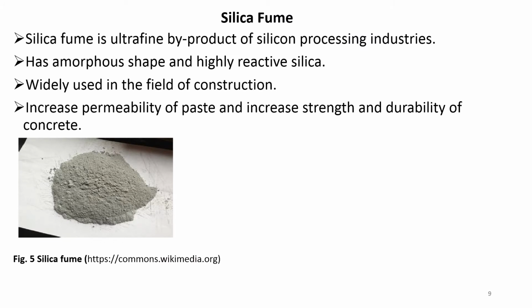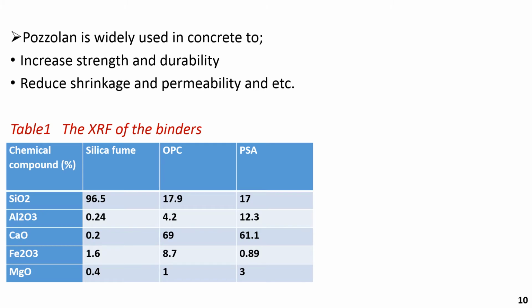Silica fume is an ultra fine byproduct of the silicon process industry. It has an amorphous shape and highly reactive silica. It is widely used in the field of construction. It reduces permeability of paste and increases strength and durability of concrete. Pozzolan is widely used in concrete to increase strength and durability, reduce shrinkage and permeability, and more.